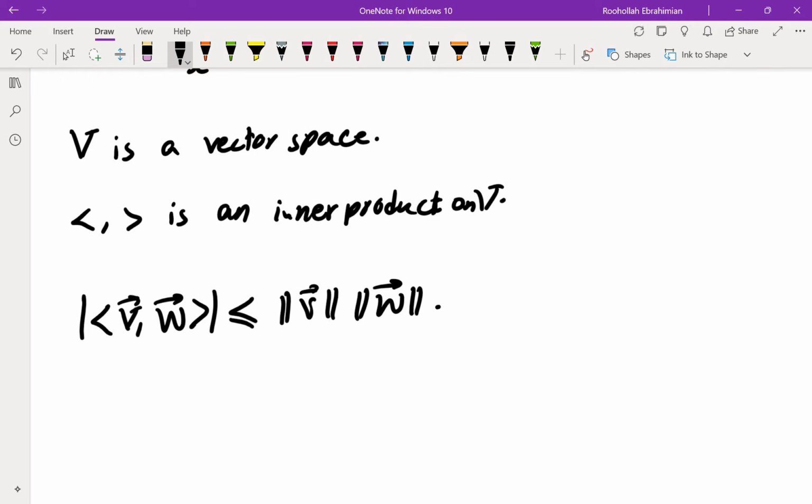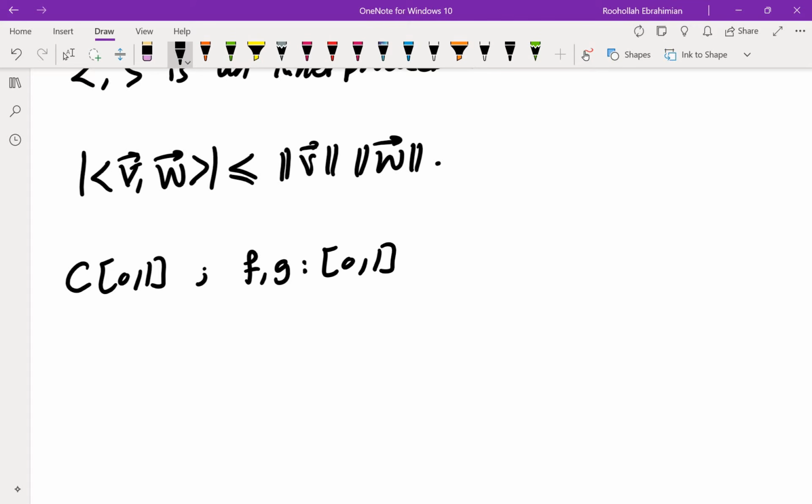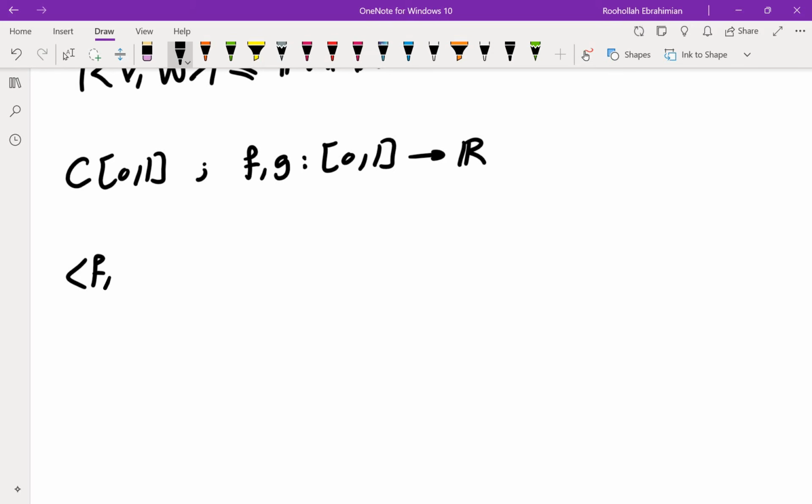Now, if you don't recognize all of these, don't worry about it. I'll explain exactly what is being done. For example, and this is the example that I actually need, if you look at all the continuous functions from [0,1] to R, and you take two functions in this space, then the inner product of f and g is defined by the integral from 0 to 1 of f(t) g(t) dt.